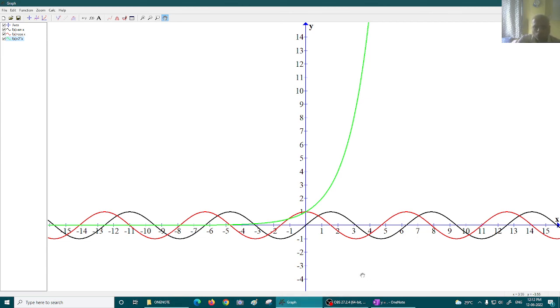Okay, so we have talked a lot about graphs. I am not going to extend it further now. In the next video, I will start with the idea of limit of a function.